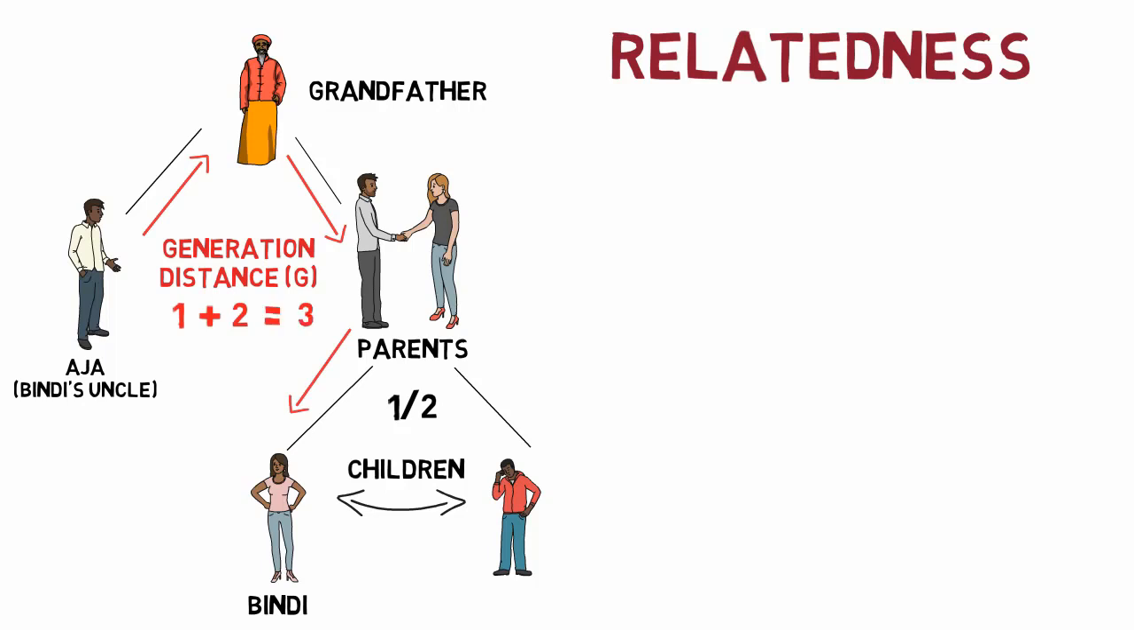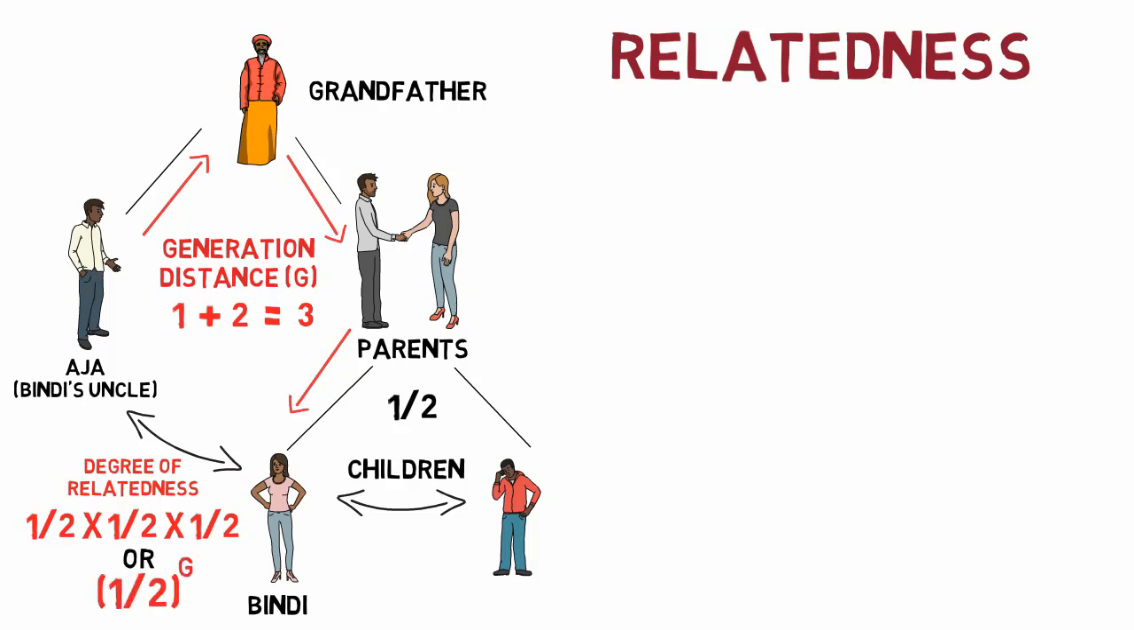We can multiply each generation distance by half, which, as we said, is the degree of relatedness between parent and child. The proportion of relatedness due to ancestors is half to the power of g, which is the generation distance. For example, first cousins have 2 common ancestors, with the generation distance being 4 each. We then need to times by 2.